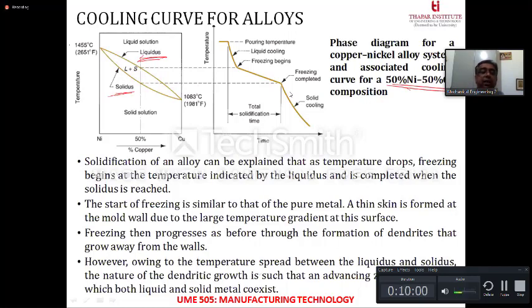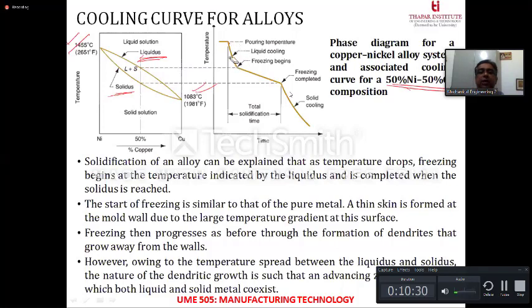Nickel has a melting point of 1455 degrees centigrade, whereas copper has a melting point of 1083 degrees centigrade. This is the ideal cooling curve of an alloy, and what you see is that once the pouring temperature drops, this line is slightly more inclined, or there is a smaller temperature drop with respect to time as compared to the pure metal. Now why does this happen?